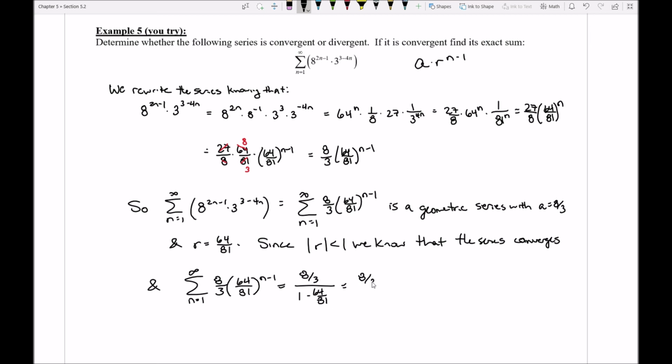Notice that's going to give me 8/3 over, my denominator there was 17/81. If I rewrite that, that's 8/3 times 81/17. And this is going to be a little bit ugly. Let's see, I can simplify that. That creates a 27. I don't know, 8 times 27. What is that going to be? 160 and 56. So what is that? 216 out of 17. I got it. The series converges, and it specifically converges to 216/17.